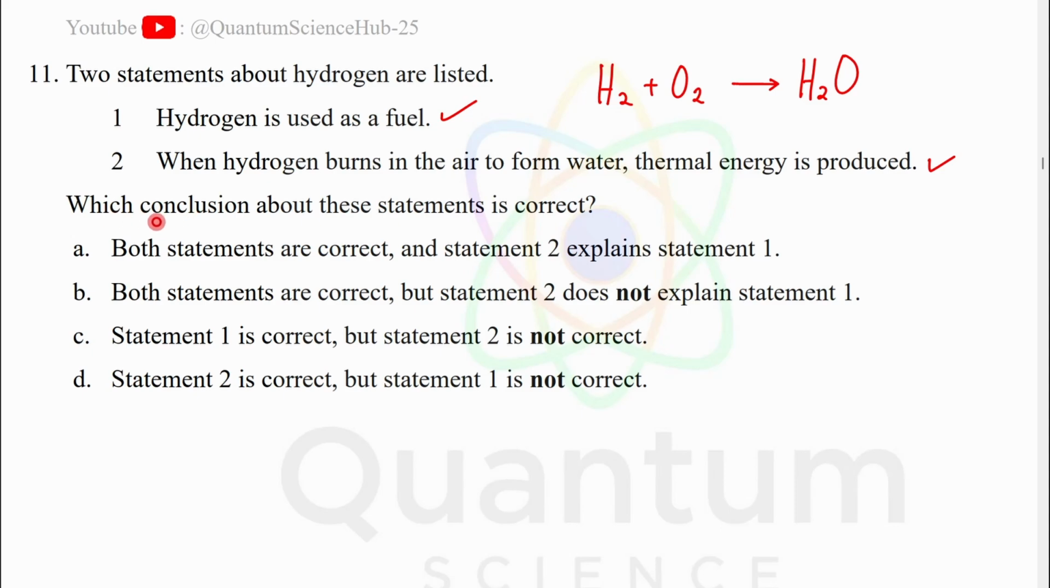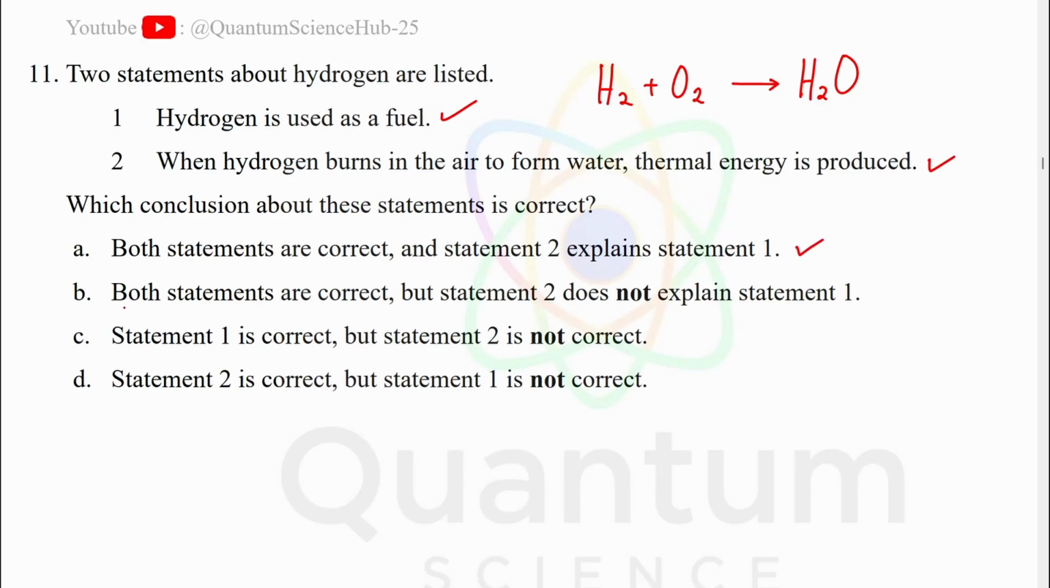Now, the question is, which conclusion about these statements is correct? So this is a kind of an analysis statement. Now let's check option A in here. Both statements are correct. Yes, that is. And statement 2 explains statement 1. When hydrogen burns in the air to form water, thermal energy is produced, and that is why it is used as the fuel. Yeah, that's correct. Since it can produce energy, we can convert this thermal energy into electrical energy, and we can use it as the fuel. Okay, so this one is correct.